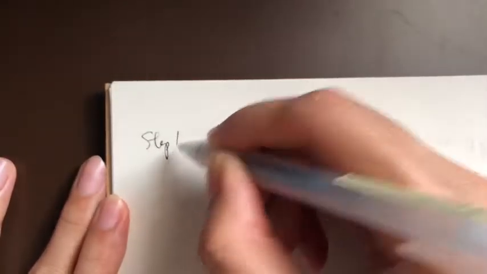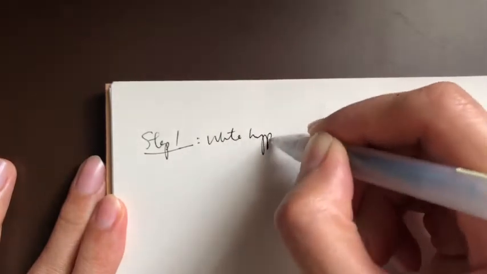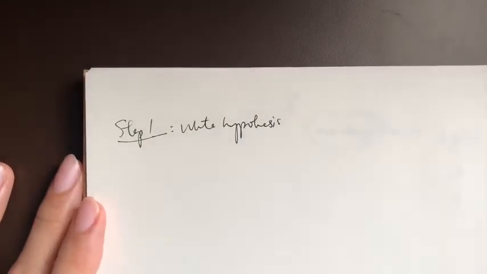Okay, so let's begin. Step 1. We need to write our hypothesis. Let me repeat what my hypothesis was just now. I'm saying that the average income of women is less than or equal to $65,000 a year. So how do you write that?